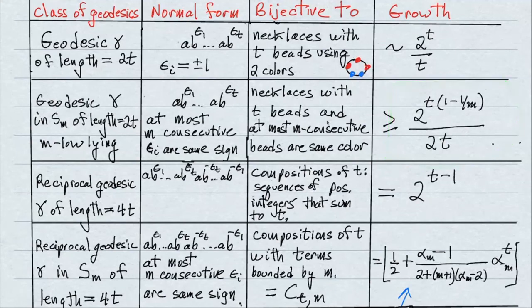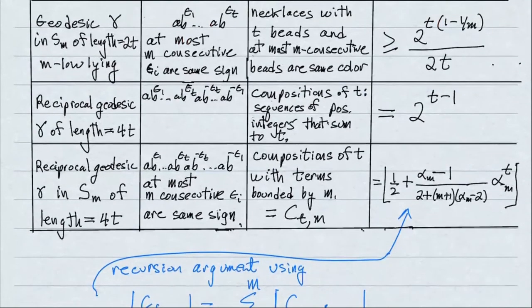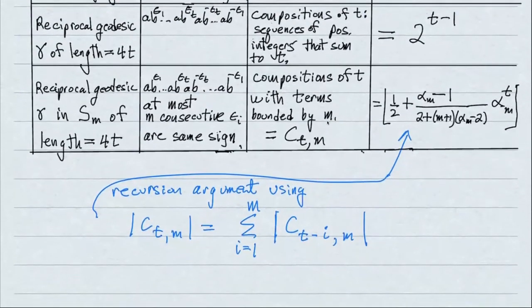And then so on. Let me go down to these, the reciprocal geodesics, and they corresponded to these. And that corresponds to what are called compositions. So now we're changing our point of view slightly. This is a combinatorial or number theoretic property. You start with t and you look at the number of sequences of positive integers that sum to t.